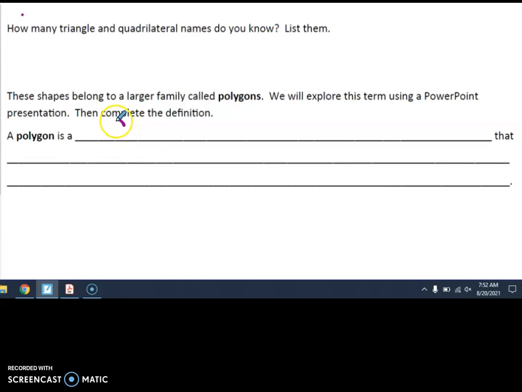So a polygon is a single region. And it's a single closed region that has line segments.